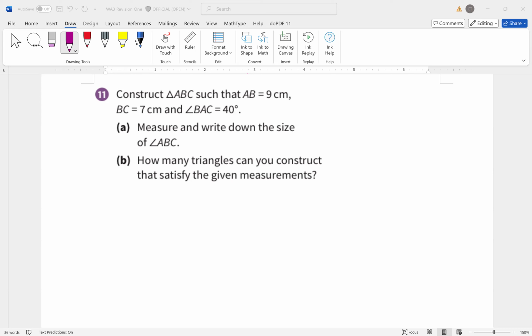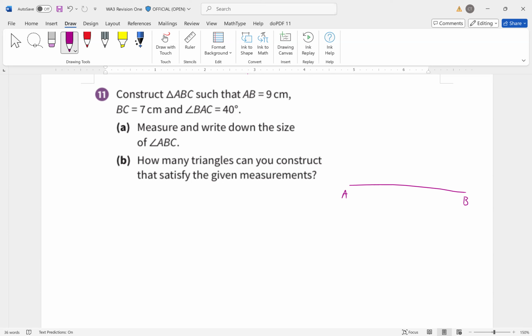Usually before you start to construct an accurate diagram, it will be good if you can just do a rough sketch, to find out in which order you should be inputting the details to do the construction. Now AB equals 9, so we can start off with AB equals 9. Just do a rough one to see whether it works. And then angle BAC is 40.